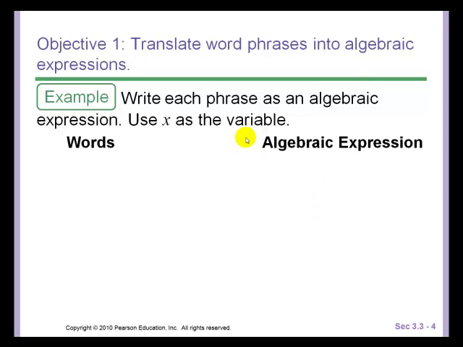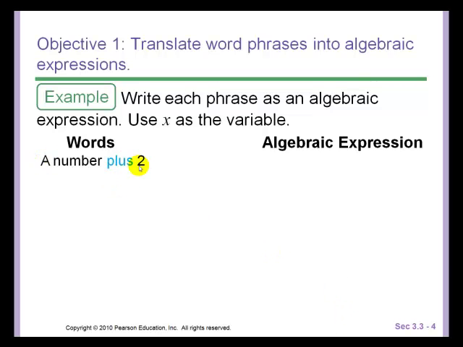Objective 1. Translate word phrases into algebraic expressions. Example: write each phrase as an algebraic expression. Use x as the variable. Note, expressions don't have equal signs, so none of your answers should have any equal signs.